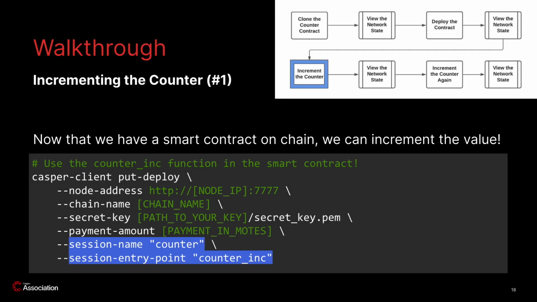All right, so we have a counter on the chain and we verified everything is good. Now we want to increment it. We can do that by calling the entry point counter inc, which was the function we had defined in the counter defined contract. So let me do that really quick and wish me a little bit of luck.